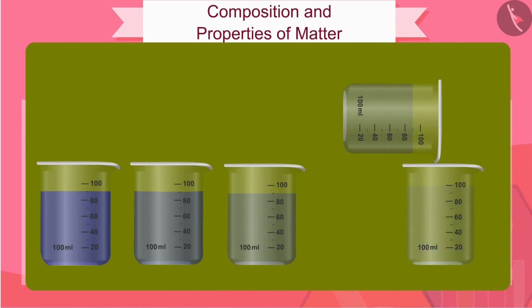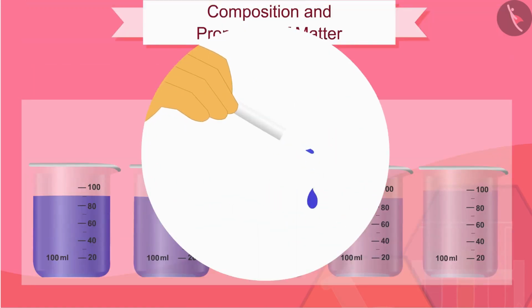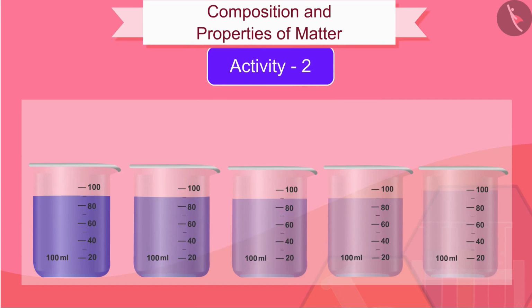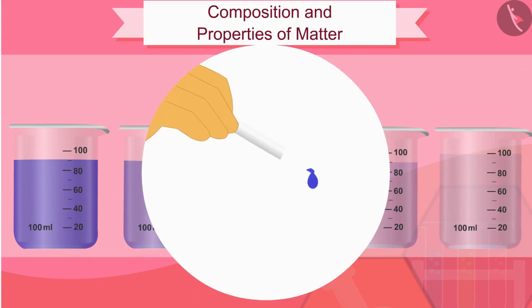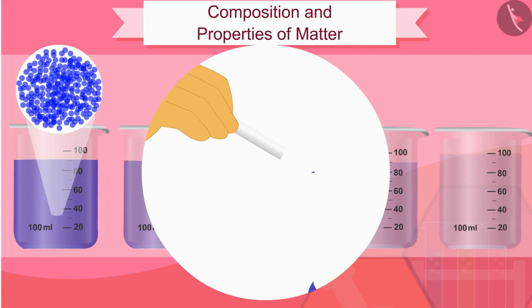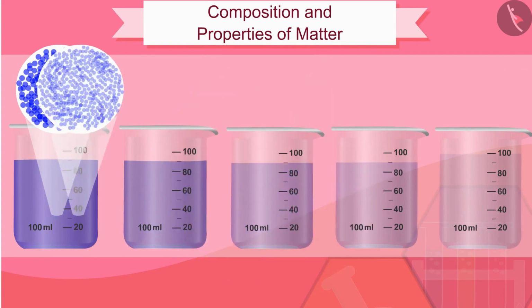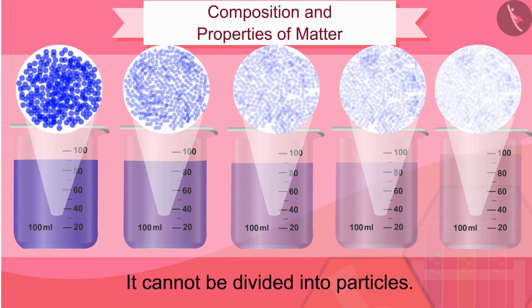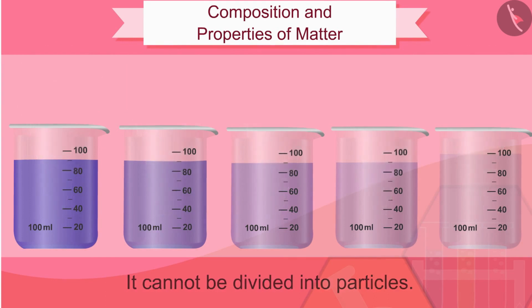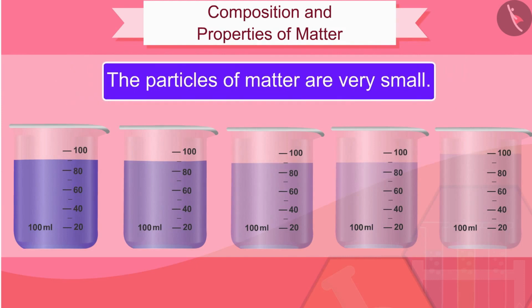This experiment shows that just a few drops of ink can color a large volume of water, about 1000 ml. From this, we can conclude that there must be many microscopic particles in each drop. These particles divide into smaller and smaller particles. Ultimately, a situation comes where it cannot be divided any further. By this activity, we can say that the particles of matter are very small.